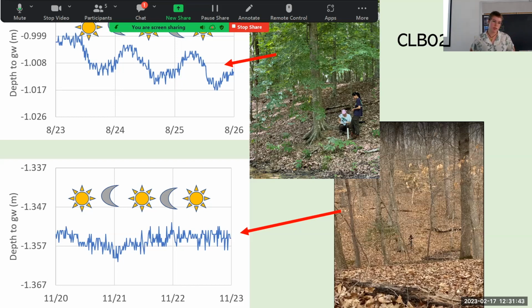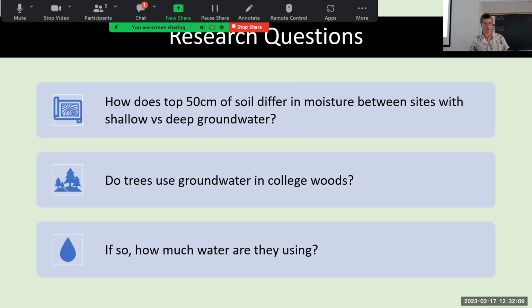So here, just to really bring it home, when the sun's out, you see this general decline, and then at night, there's no transpiration happening, so the water is recharging, and this is shown to reflect the transpiration, which happens when there are leaves on the trees. And then in November, there's no leaves, there's no daily fluctuations. It's pretty clear right there.